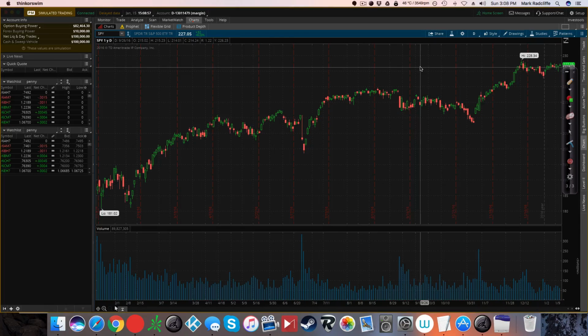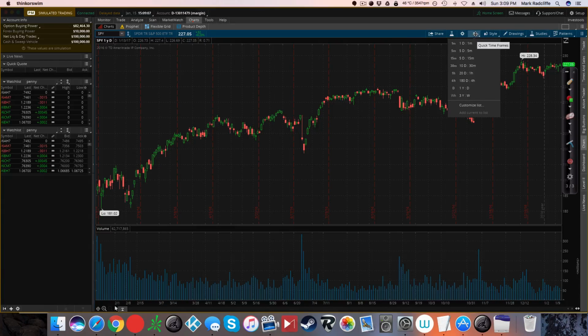We want to make sure this chart shows us a year's worth of data. If you look over on the right hand side, there are some menu items here. There's one right between the cogwheel and style. If you click it, it opens up and shows you different time periods. We're looking for one that says 1Y:D. So that's 1 year, 1 day at a time. That's what you want to see.